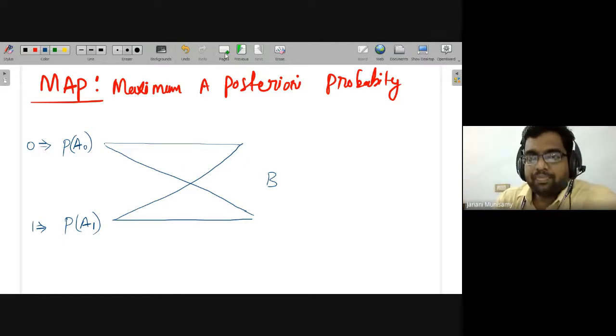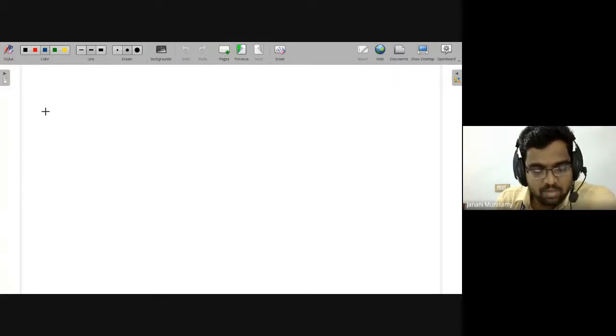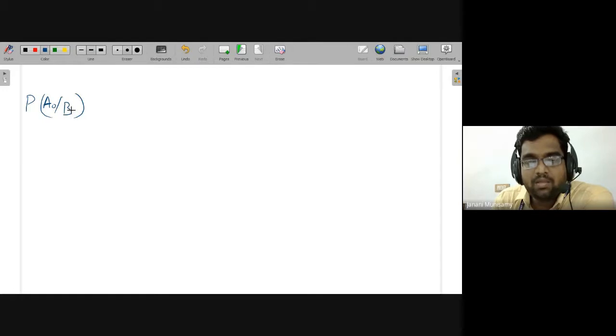And then to discuss all this, we need to know some of the basic formula with respect to the Bayes theorem. Say I have received B. Suppose I know the probability of B given, that means at the output side, then what is the probability that A0 has been transmitted? That means 0 has been transmitted. That we can calculate using Bayes theorem like this.